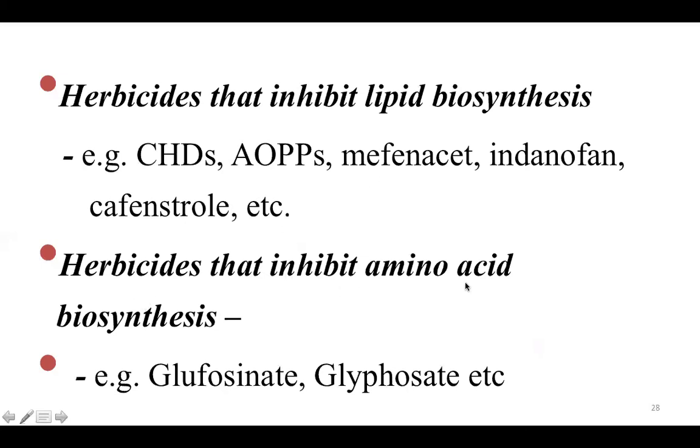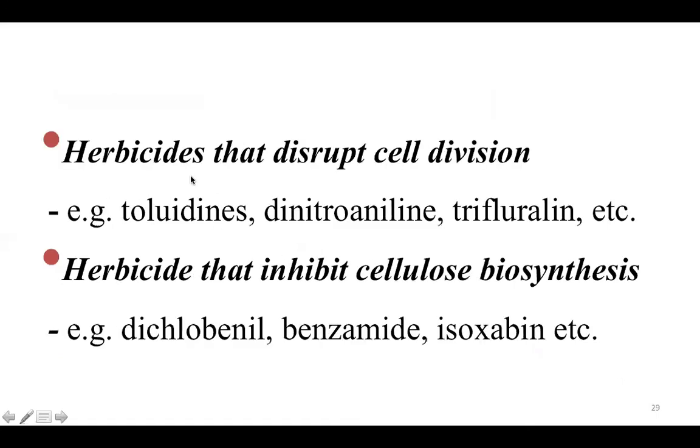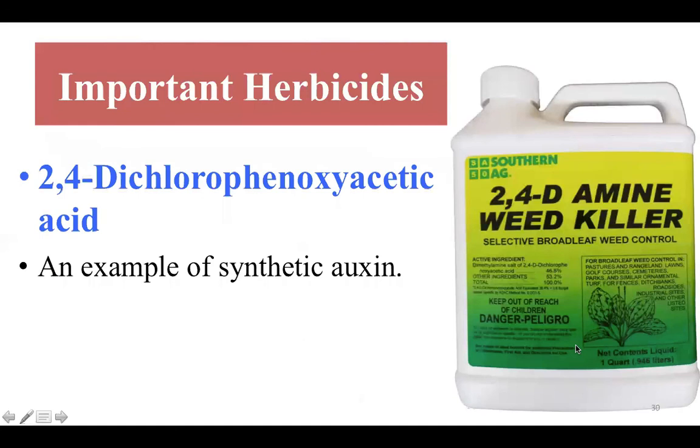Herbicides that inhibit amino acid biosynthesis include glufosinate and glyphosate, etc. Herbicides that disrupt cell division functions include toluidines and trifluralins, etc. Herbicides that inhibit cellulose biosynthesis are benzamides, isoxazolines, etc. So there are many important herbicides.